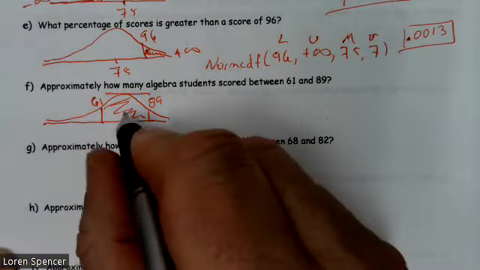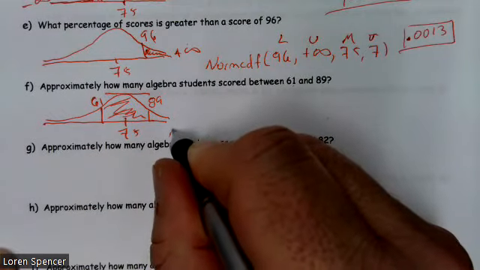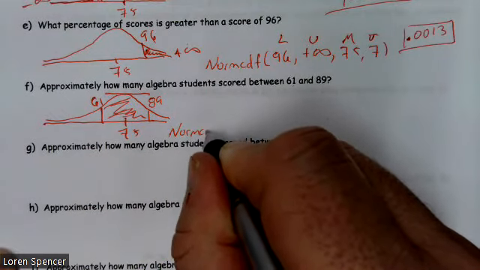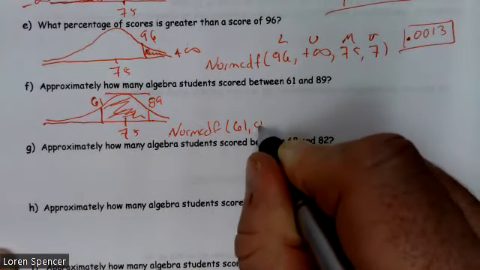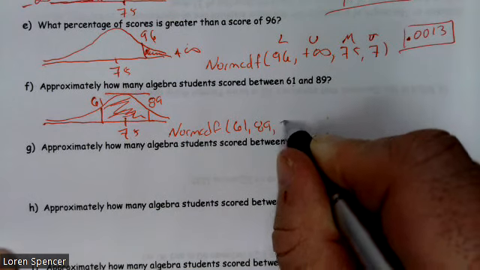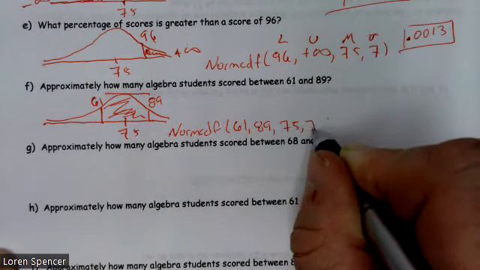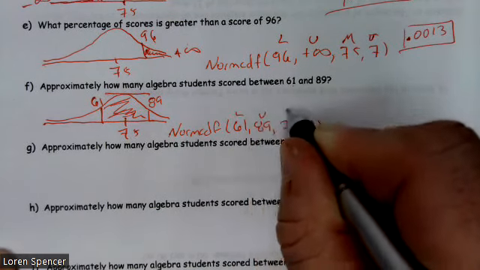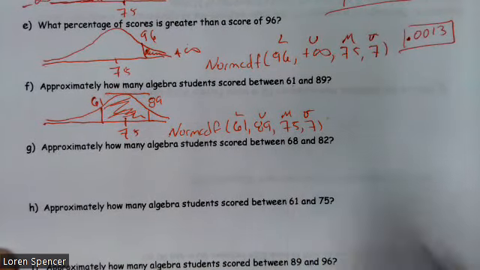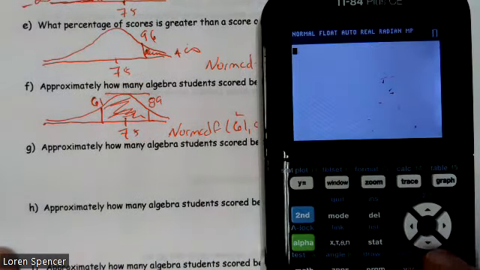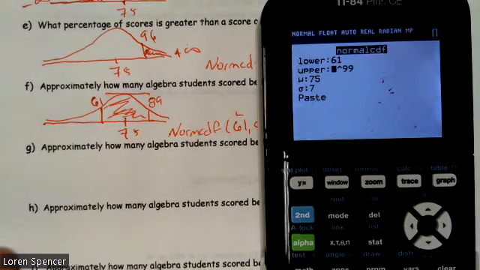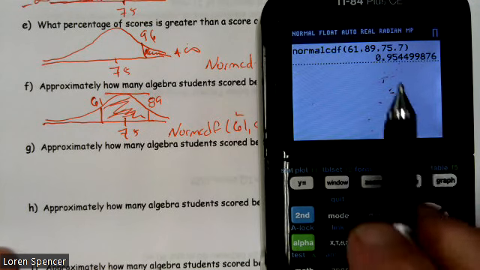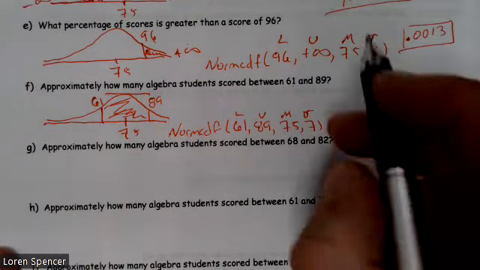So we're going to calculate that probability. We're going to go norm CDF: 61, 89, 75, and 7. Lower, upper, mean, standard deviation. Second vars, normal CDF 61, 89. And we end up getting 0.9544.